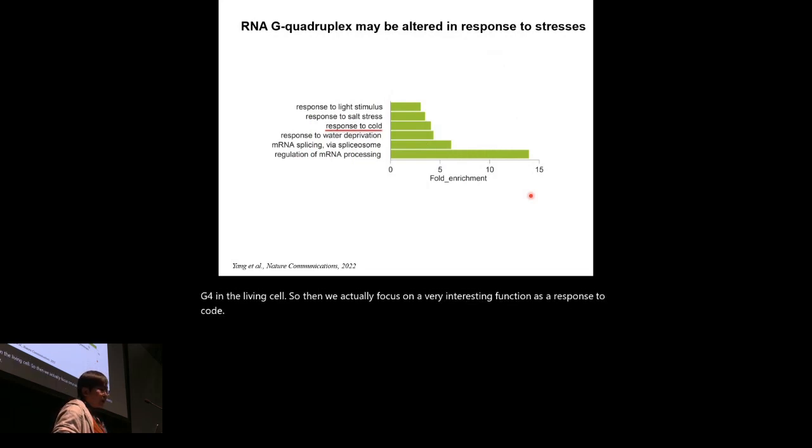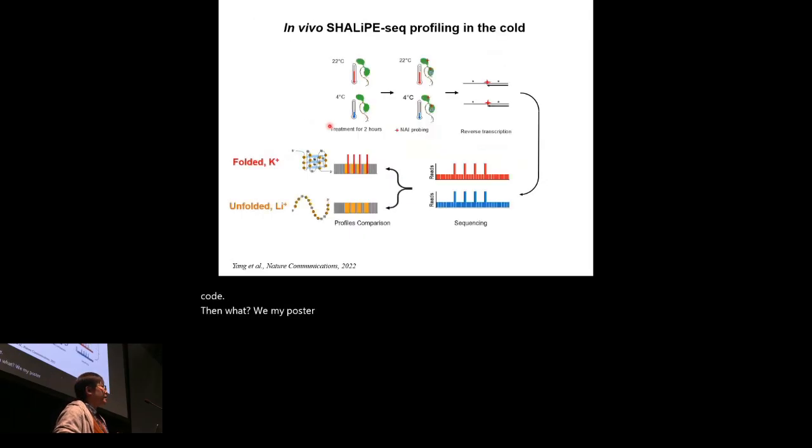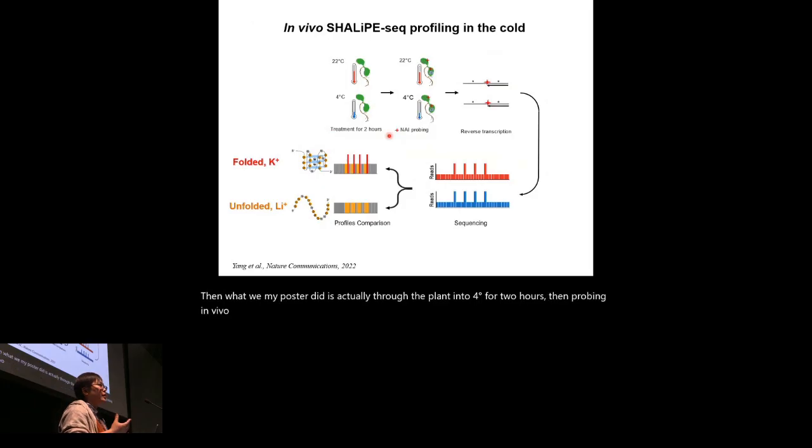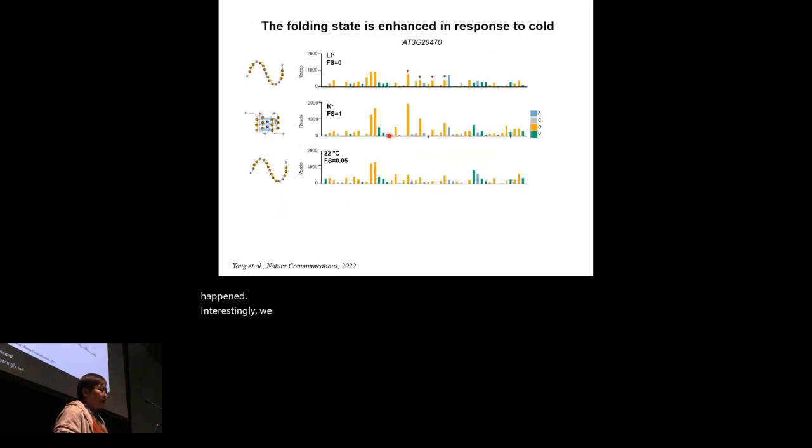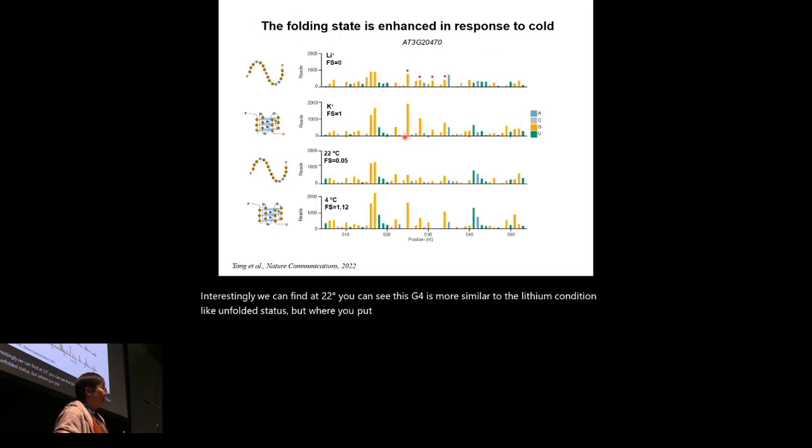So then my postdoc put the plant at 4 degrees for 2 hours, then probed in vivo again, to compare folded and unfolded status and see what happened. Interestingly, at 22 degrees this G4 is more similar to the lithium condition, like an unfolded status. But when you put it into 4 degrees, it's similar to the potassium folded status. So G4 at 4 degrees, for only 2 hours, can trigger G4 formation. So you can actually see these G-quadruplexes form when you treat with cold.